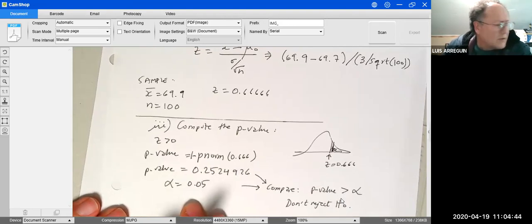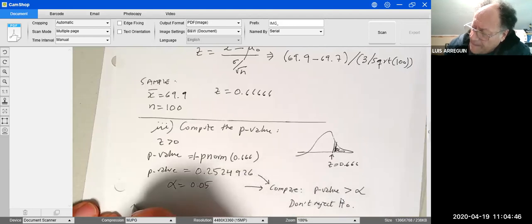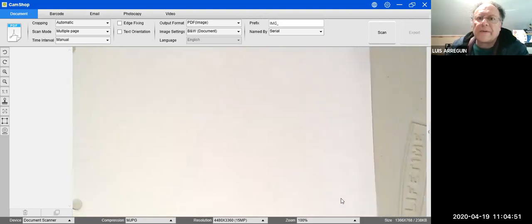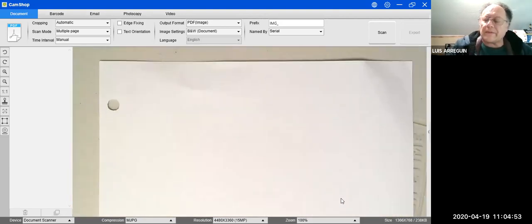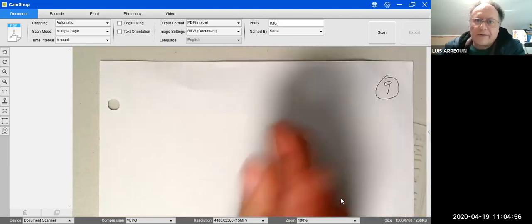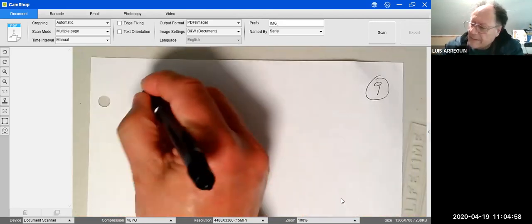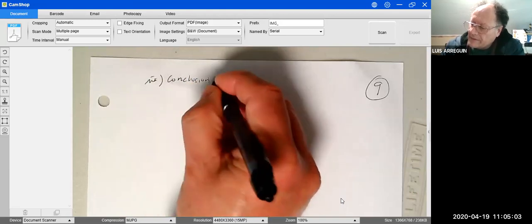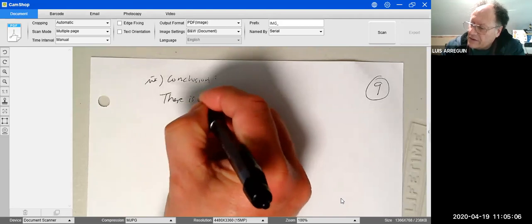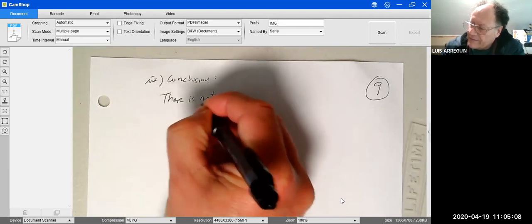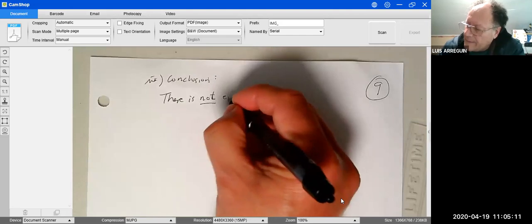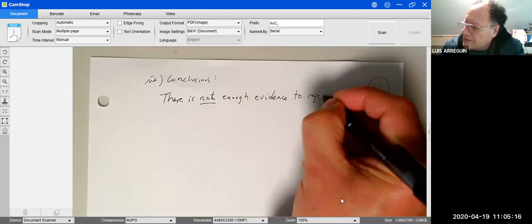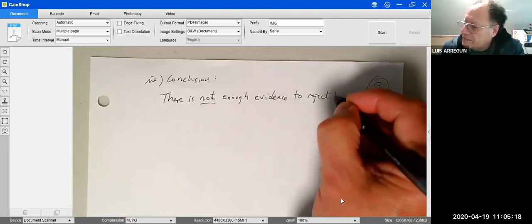So we're going to write our conclusion now. Our conclusion, I'm going to write it in the next page. So our conclusion is that there is not enough evidence. There is not enough evidence to reject the null.